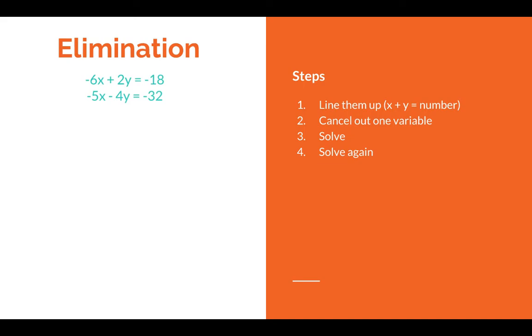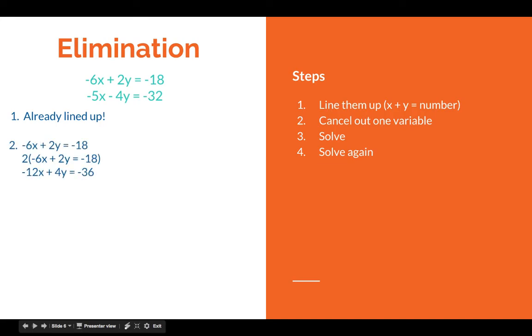Okay, moving on to a little more complicated example, but again, the steps are still the same. Okay, so step 1, line them up. But, as you can see, as I wrote here, they are already lined up. Everything is lined up. We have the x's and the y's lined up, and the numbers lined up. So that saves us a little bit of time. That's really nice. Okay, so now we want to cancel out a variable.